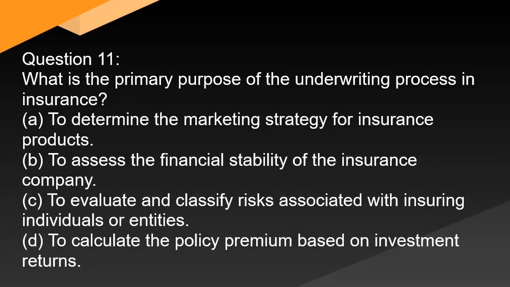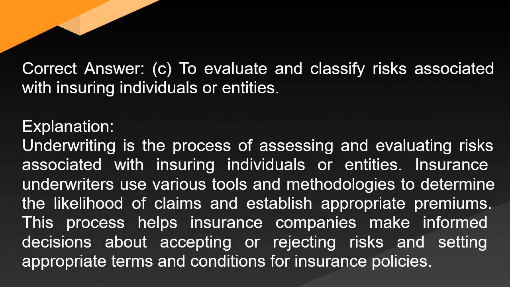Question 11. What is the primary purpose of the underwriting process in insurance? Correct answer. C. To evaluate and classify risks associated with insuring individuals or entities. Explanation. Underwriting is the process of assessing and evaluating risks associated with insuring individuals or entities.